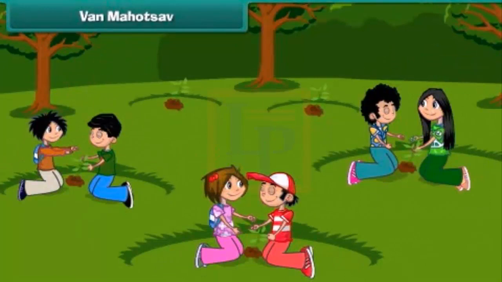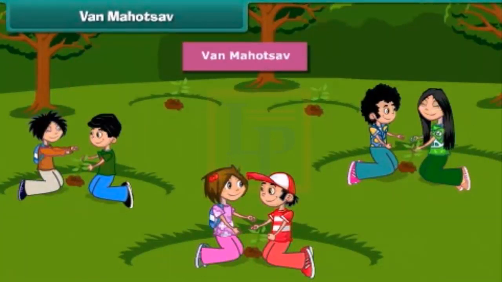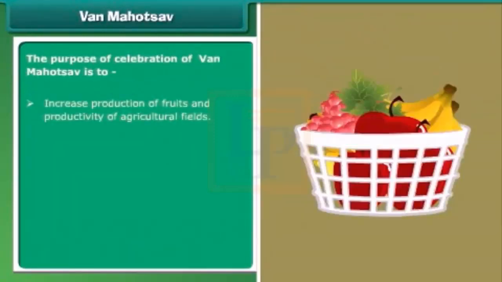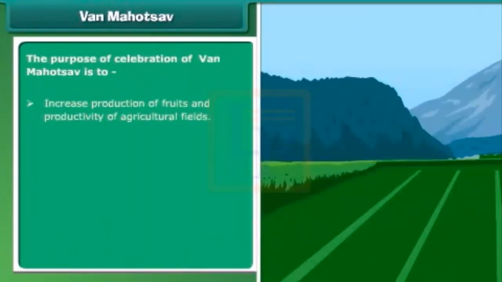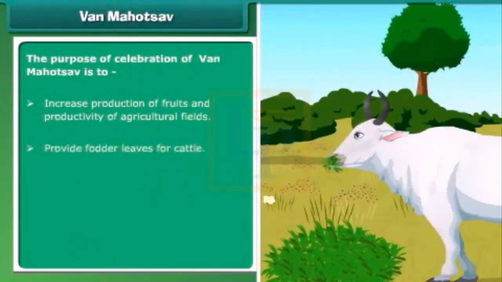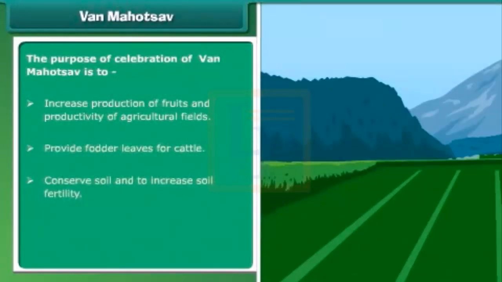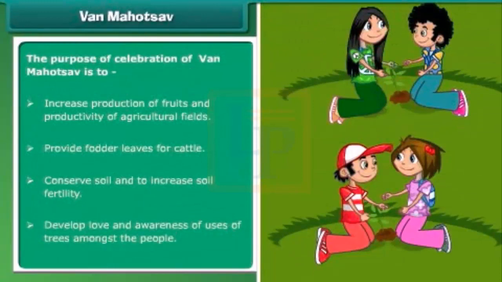Friends, now let's know about Van Mahotsav. Van Mahotsav is a tree planting festival celebrated in the month of July every year. We celebrate Van Mahotsav to increase production of fruits and productivity of agricultural fields, provide fodder leaves for cattle, conserve soil, increase the fertility of the soil, and generate love and awareness of uses of trees among the people.